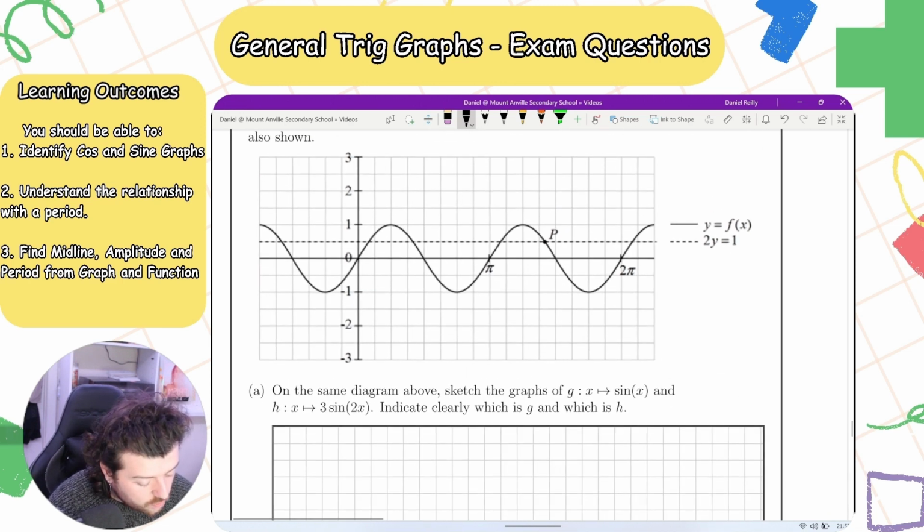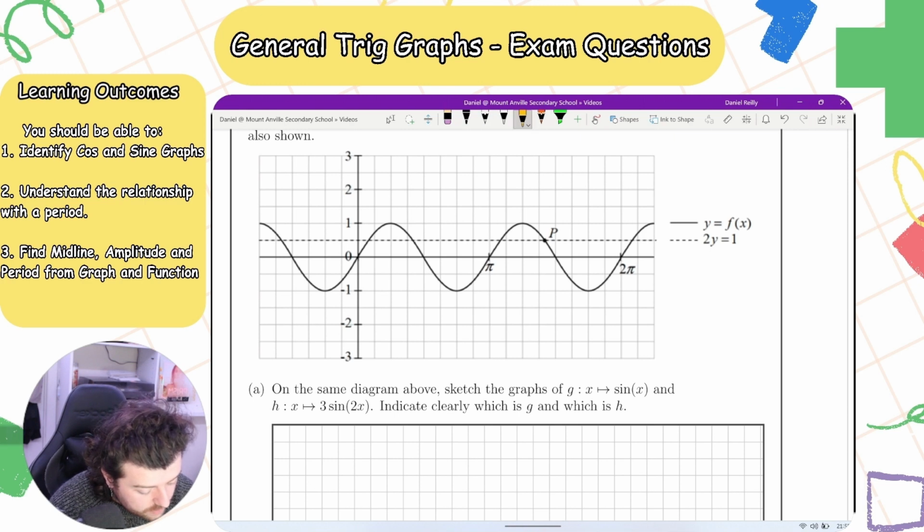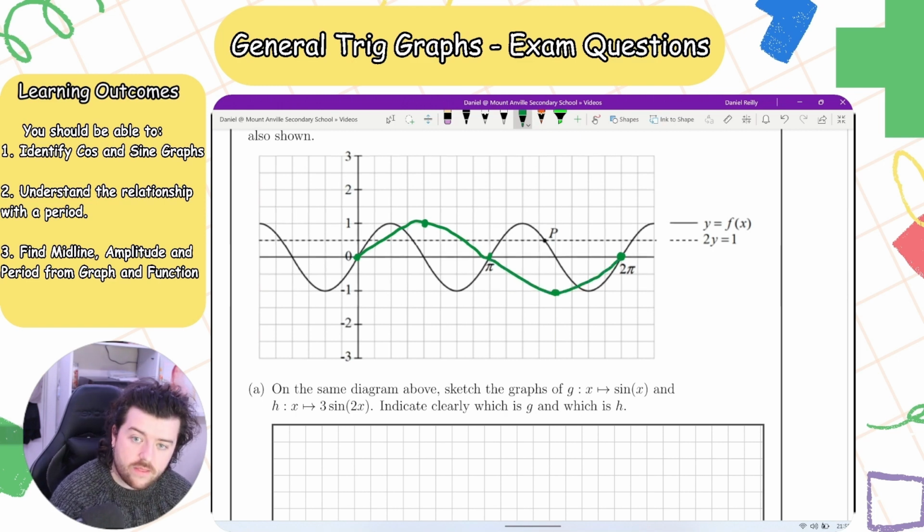So g is just a normal sine graph. At 0, I'm starting at 0. My period is 2 pi. So every quarter something interesting is happening. At my first quarter, I should be reaching my maximum. Then my next quarter, I should be back on my midline. My next quarter, I should be at my minimum, which is -1. And then I should be back here. There we go. There is my graph of sine x.